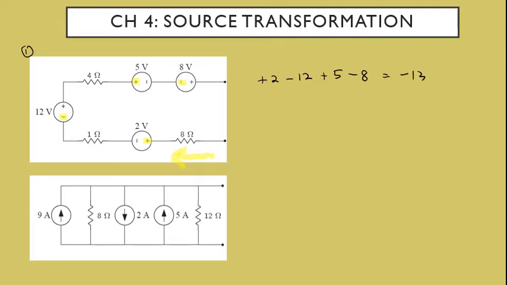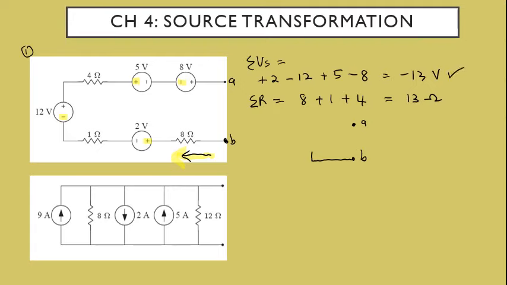minus 13. But for the resistors, if they are in series, you can add them together. So this is a voltage source, this is a resistor, summation of all. So the resistor is 8 plus 1 plus 4, which is 13 ohms. But how to draw this? Since you start from the left side, maybe I put A and B here. So you can draw A here and B here.